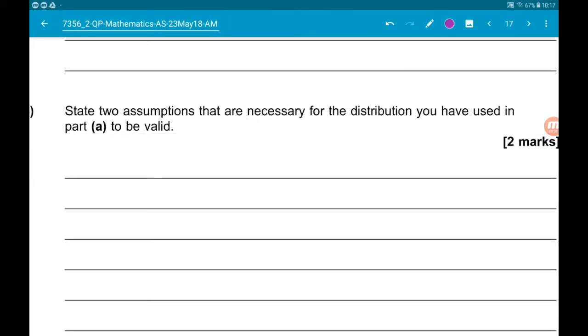Okay, then for part C, we need to state 2 assumptions that we have made for our distribution to be valid. So, binomial distribution only works if events are independent. So, we have assumed that each dart is independent of every other dart. So that would be one assumption that we have made.